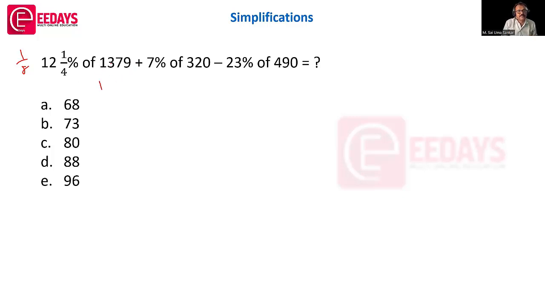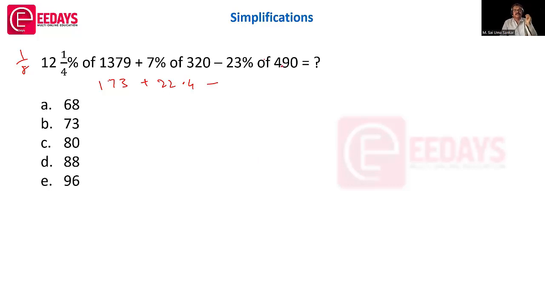So 1 time 57, 7 times, this is equal to 3 times approximately, plus 7%. 1%, 10% equal 32, 1% equal 3.2, 7% equal to 22.4, minus 23% of 490.